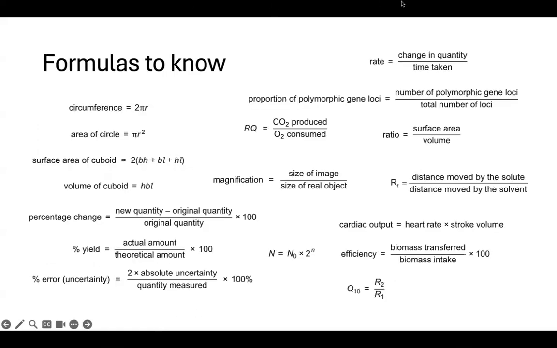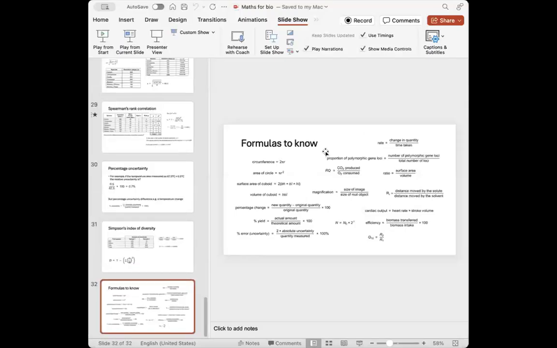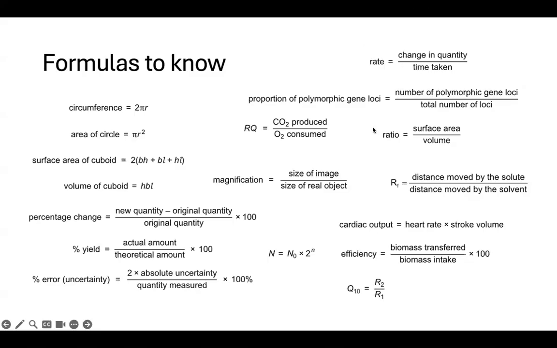Amazing. Okay, these are your formulas to know. I'm pretty sure this is off of the OCR spec. But if you want to know what to know from your AQA spec, literally type it into Google and it will bring up the spec. Scroll all the way down to the bottom of the maths equations you need to know for AQA A-level biology, and it will tell you what formulas you need to know and which ones you will be given.